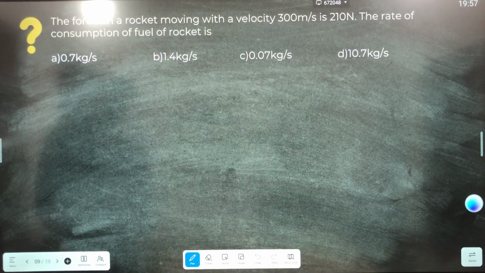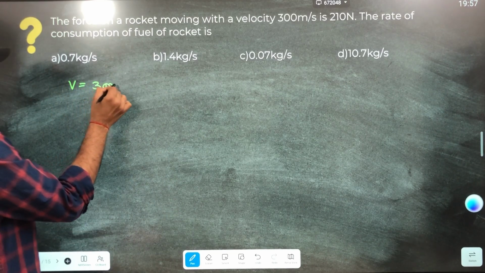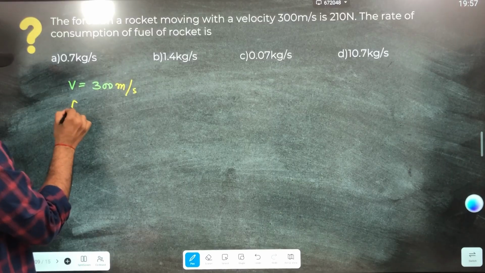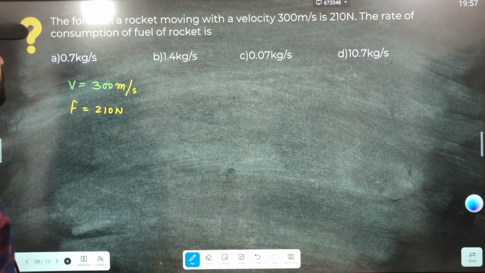Great. The force on a rocket moving with the velocity. What's the velocity of the rocket? 300 meter per second. Great. And what's the force? So force is 210 Newton. Okay, beautiful problem. The rate of consumption of fuel of the rocket.